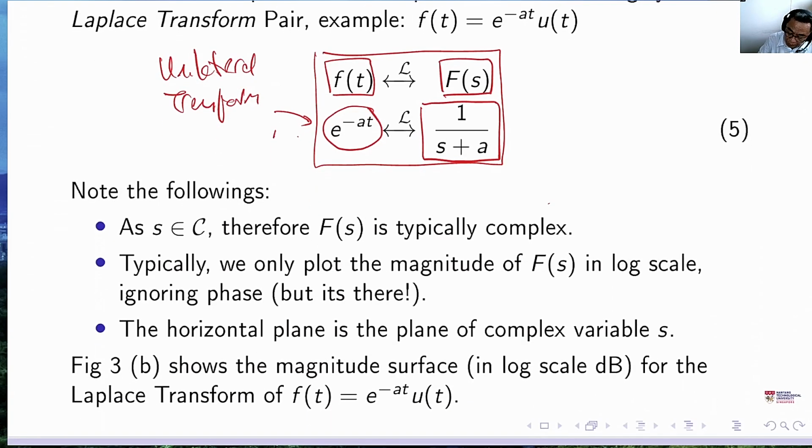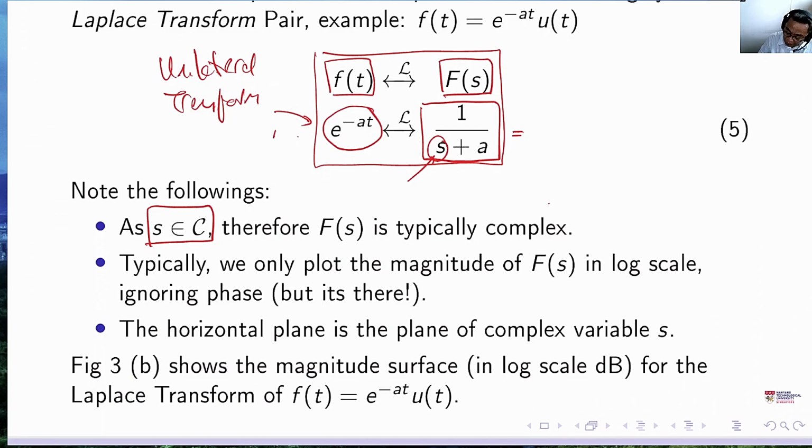Right, let's remind ourselves what is s again. s is the complex number. So the Laplace transform of a function in time gives you a function in a complex variable. By substituting different s here, you will get F of s as a complex surface.